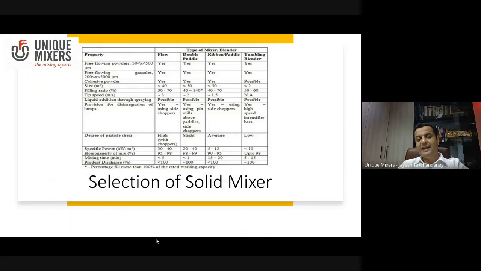So when we are selecting a mixer or a blender, we need to look at all of these factors and then make a choice which is most appropriate.